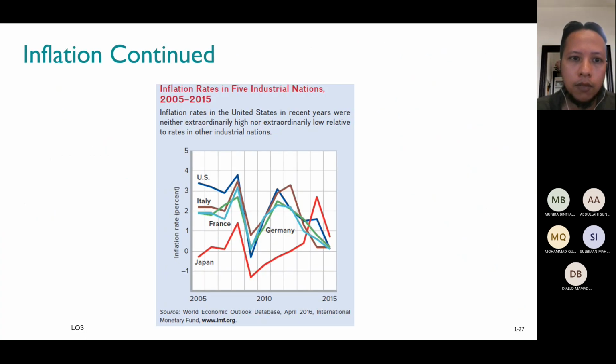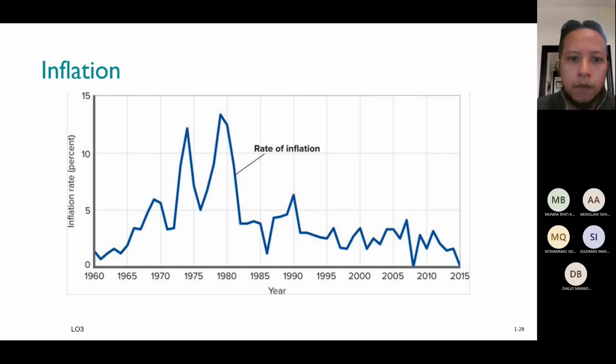Different countries may have different inflation. Basically the CPI represents the number of inflation, and depending on the type of the country and its exposure to the global economy, they will have different levels of inflation. And then you have different years.